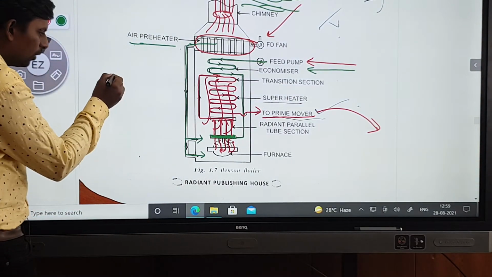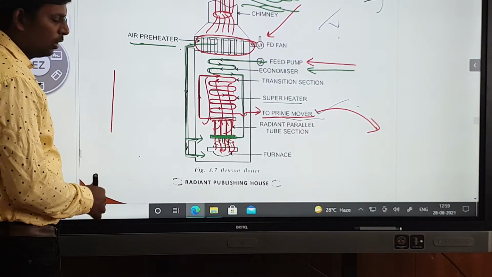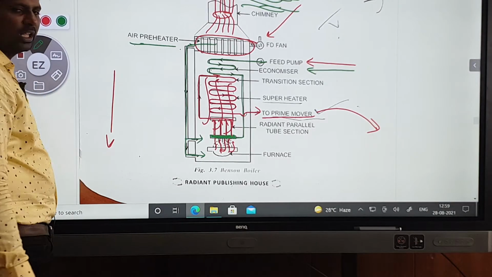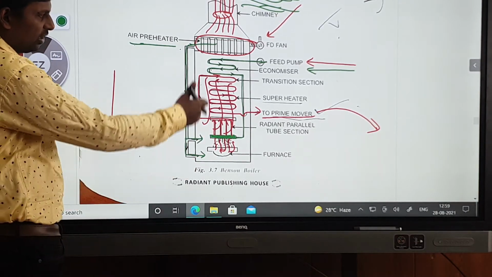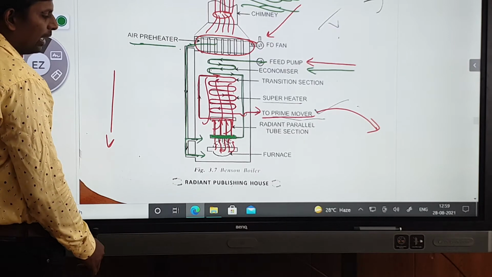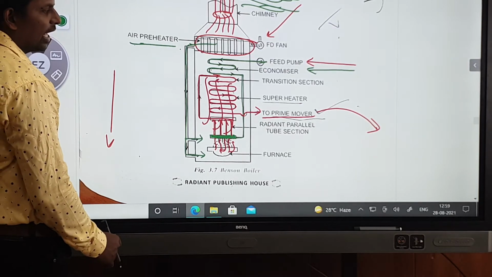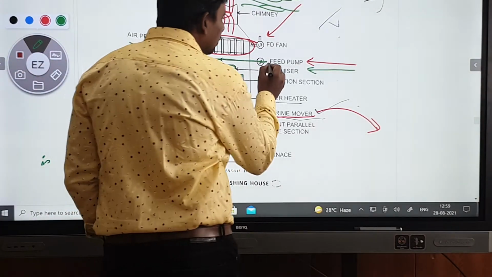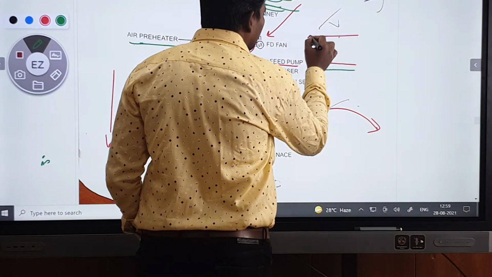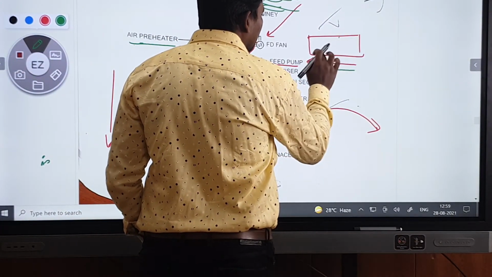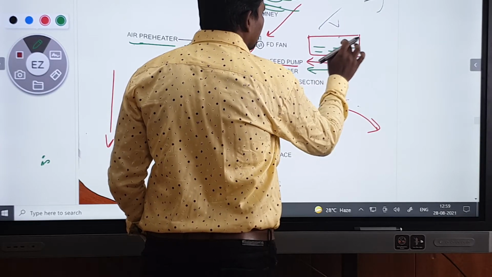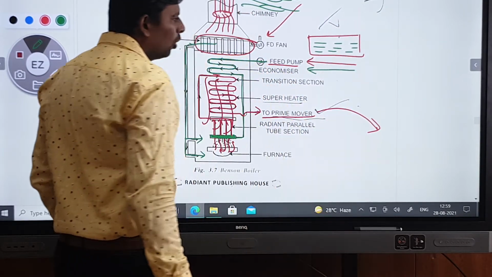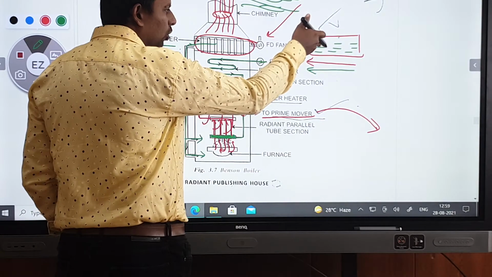This one is known as a vertical boiler, because it is straight. And the next one is natural circulation. Why are you calling this one natural circulation? As you can see here, the feed pump is located somewhere above, and inside that, water is there.